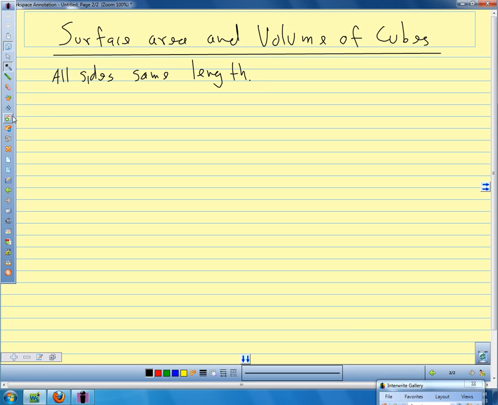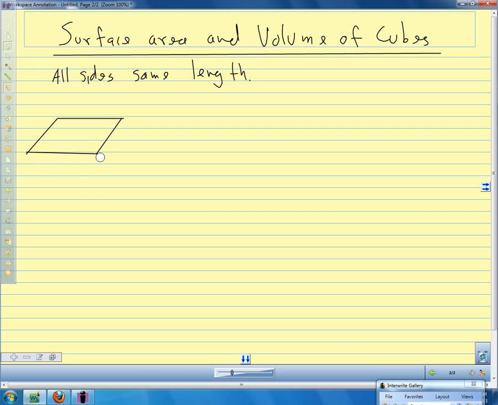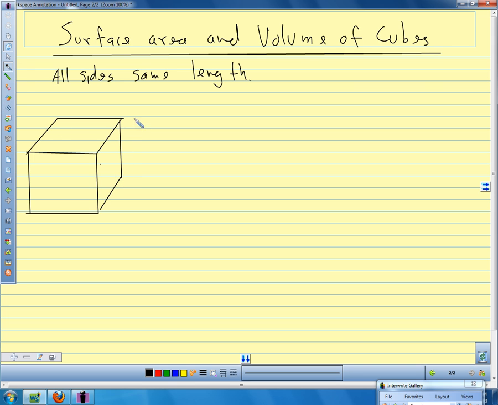So let me draw a cube here really quickly. I know my cubes don't turn out perfect, so we might have to use our imaginations a little bit. So here's my cube, and we're going to call the side length S for side. S, S, and S.